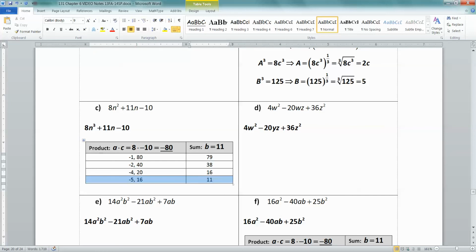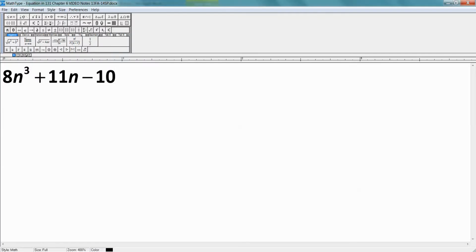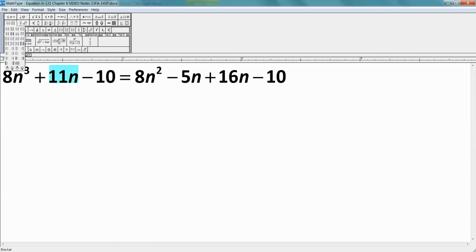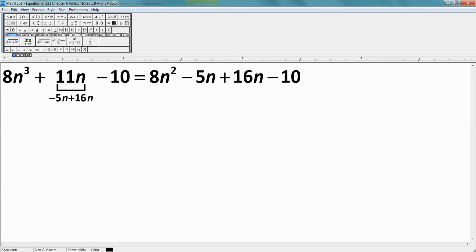Ding, ding, ding. Okay, so what we're going to do with that information is we're going to take our middle term, which was 11, and we're going to break it up into negative 5 and positive 16. All right, so it's going to be 8n squared, minus 5n plus 16n minus 10. We're taking the middle term right here, and we're breaking it up into 2 pieces, right? Negative 5n plus 16n. That's our plan.